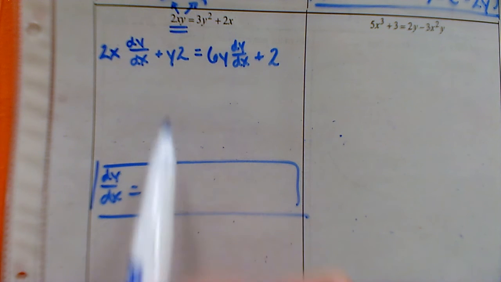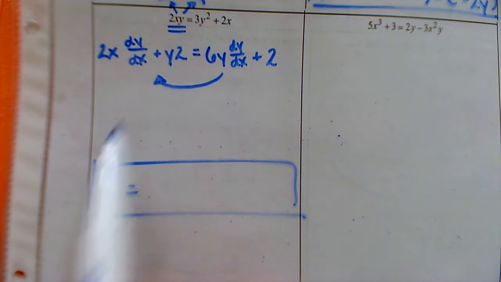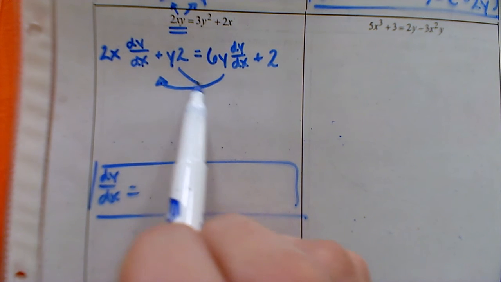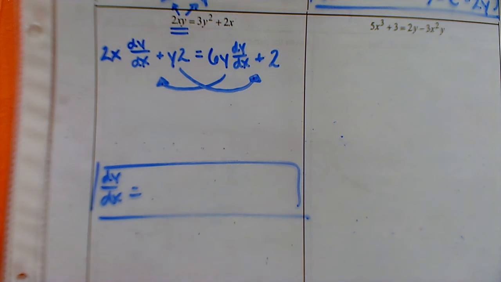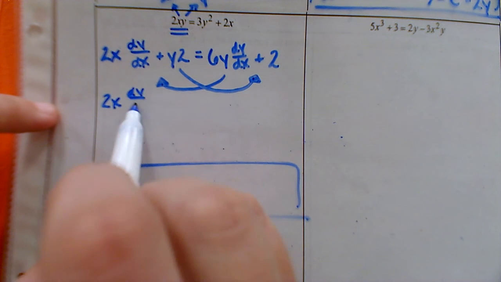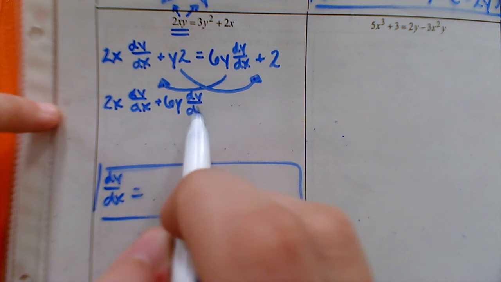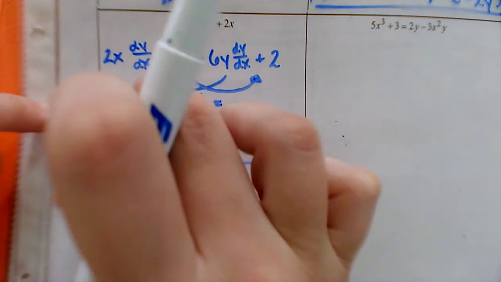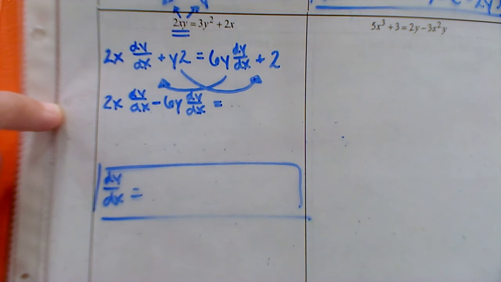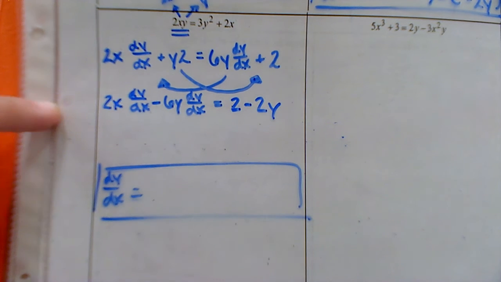You want to do the left side? Okay, so if we want to get all the derivatives on the left, we're going to have to move the 6y derivative to the left, which means we'll move the 2y to the right. Everything with a derivative symbol to the left, anything without one to the right. So we'll have 2x dy over dx plus 6y dy over dx, sorry, minus, equals 2 minus 2y.